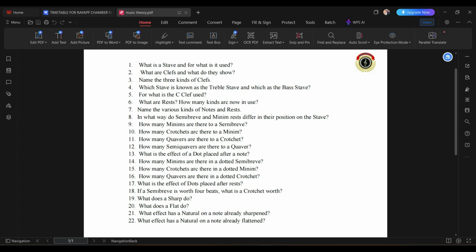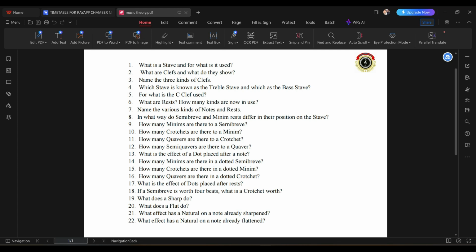In what way do semibreve and minim rest differ in their position on the staff or stave? Okay, with the semibreve rest, you'll find that symbol just below the fourth line of the staff. The fourth line, just below, a very small symbol, like you can see on the screen now. That is how the semibreve rest looks. And then with the minim rest, it sits on top of the third line of the staff.